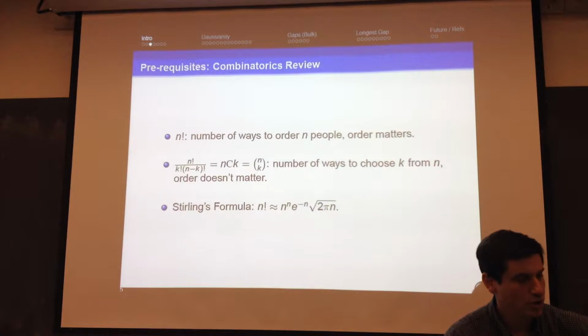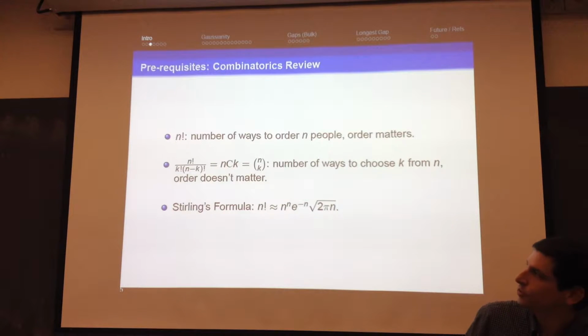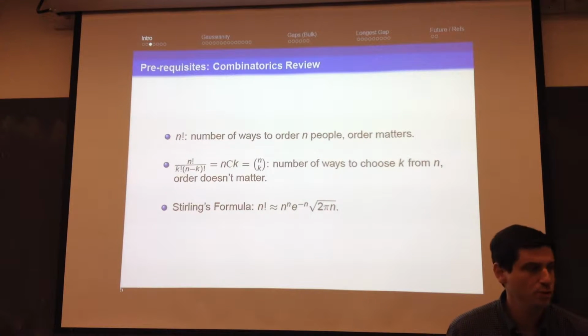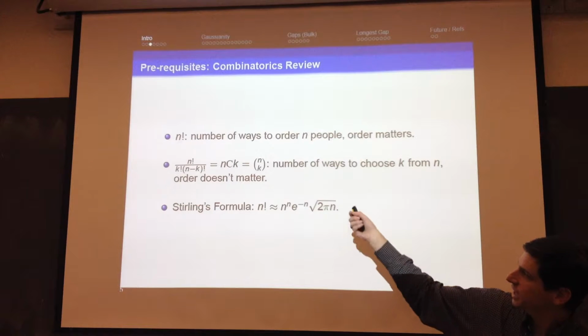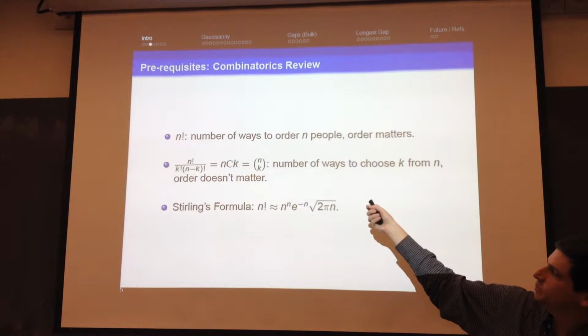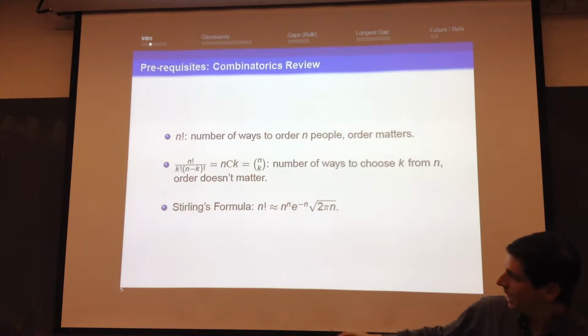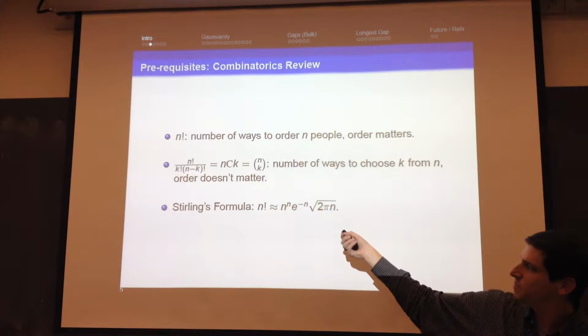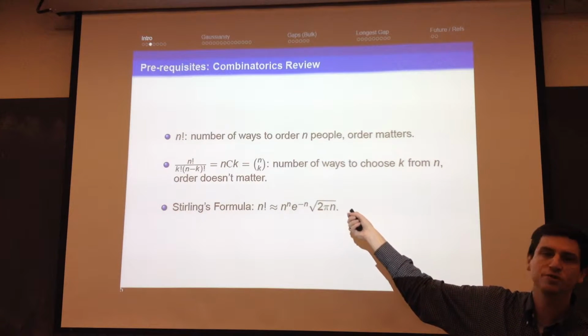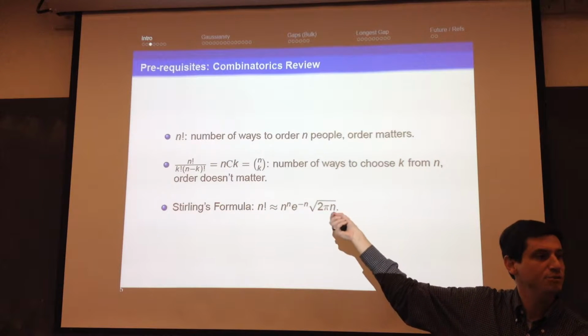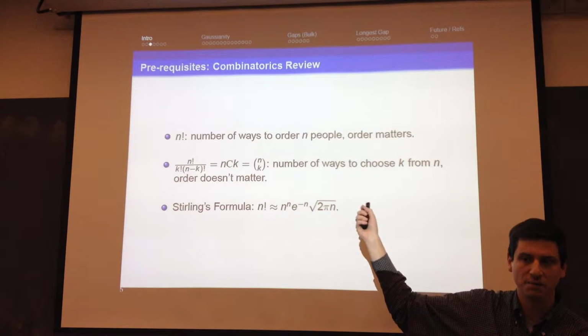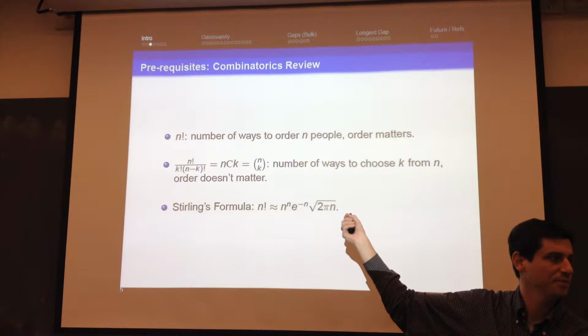Okay, so what combinatorics are we going to need? Very basic stuff. I need that n factorial is the number of ways to order n people when order counts. n choose k, lots of different ways of writing it, is the number of ways to choose k people from n when order does not matter. And then Stirling's formula: n factorial is about n to the n, e to the minus n, square root of 2 pi n. One of my favorite proofs of this is using the central limit theorem applied to what random variable? Anybody remember?